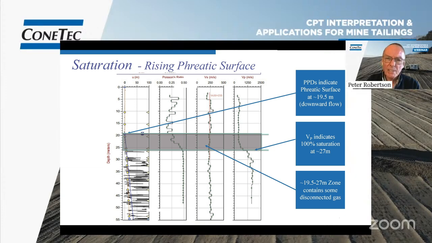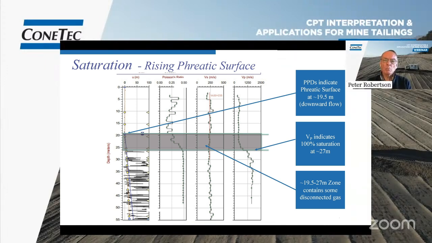So here's an example where there's a typical rising phreatic surface. So the facility is increasing over time, so the phreatic surface creeps up over time. And so here you can see that they did dissipation tests, and if you extrapolate that, you can determine that the phreatic surface is at about 19.5 meters.